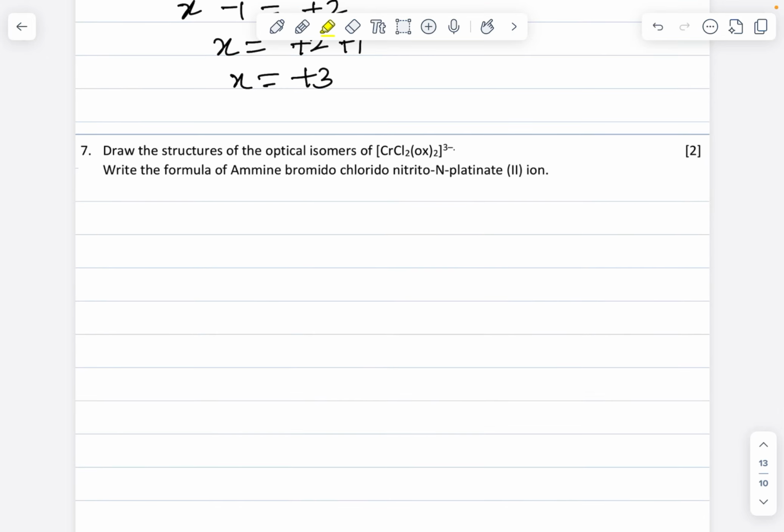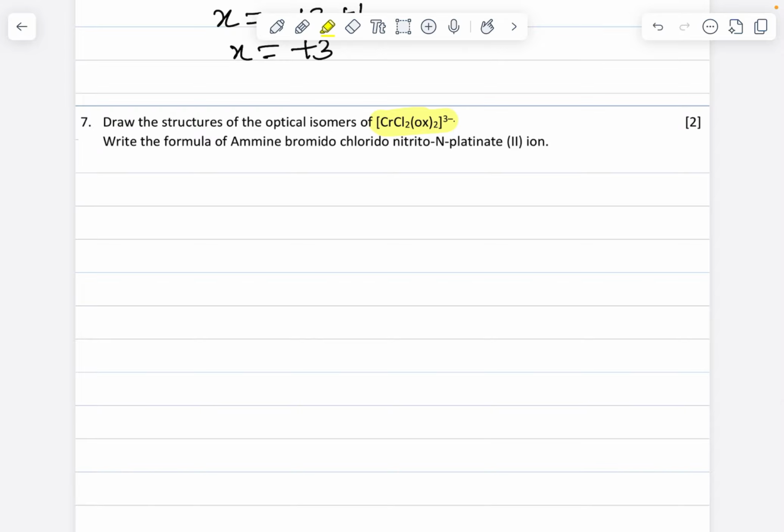Draw the structure of the optical isomer of the chromium complex which is given. This is the complex given. Write the formula of the amine bromido chlorido nitrito platinate 2. So one amine is there, all the ligands are one ligand. Okay, first we'll handle the first part of this question.